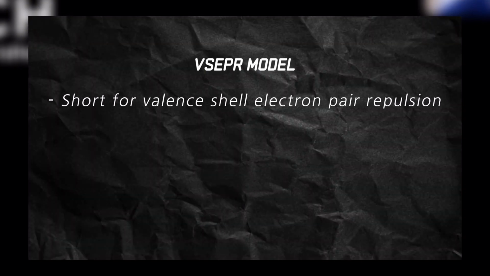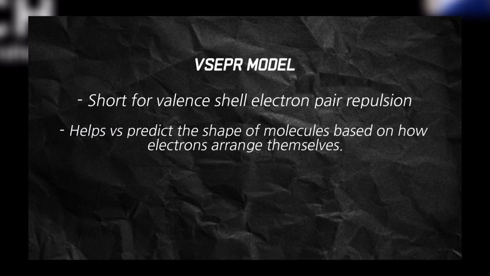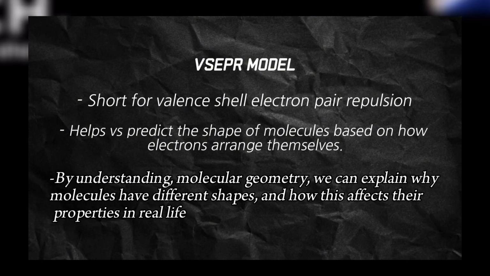That's short for valence shell electron pair repulsion theory, which helps us predict the shapes of molecules based on how electrons arrange themselves. By understanding molecular geometry, we can explain why molecules have different shapes and how this affects their properties in real life. So join us as we explore how the VSEPR model works. Let's now get started.